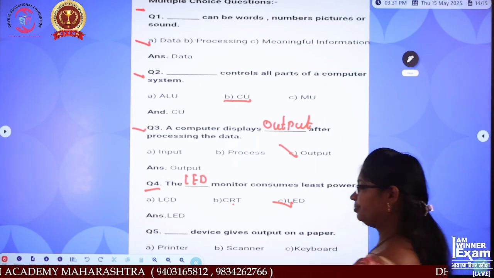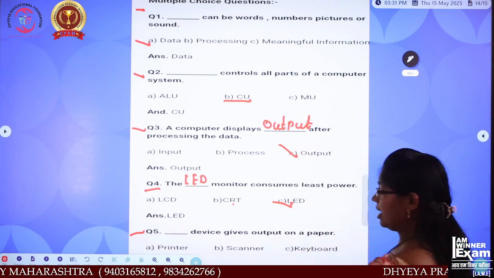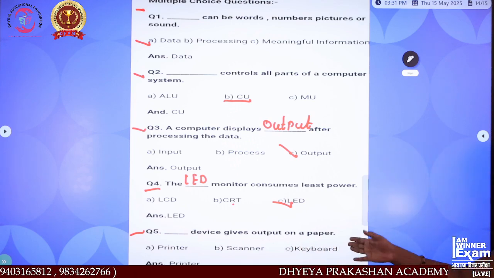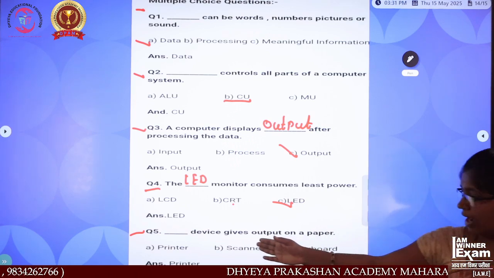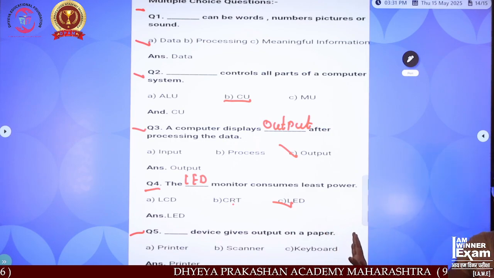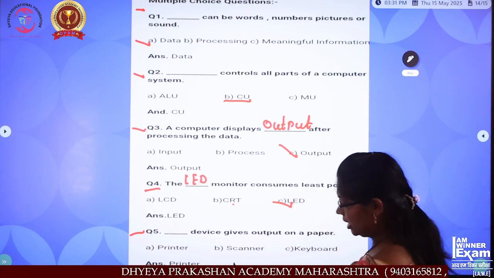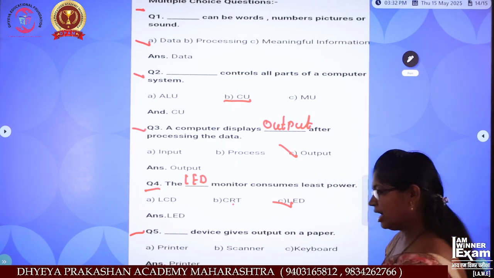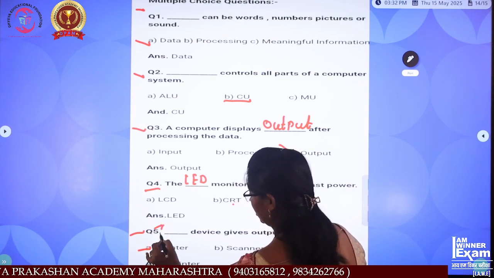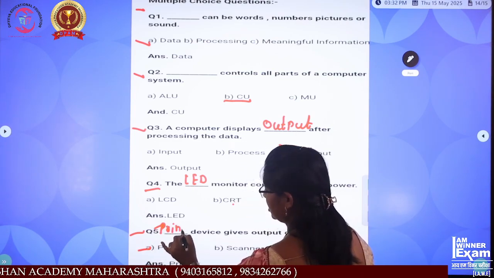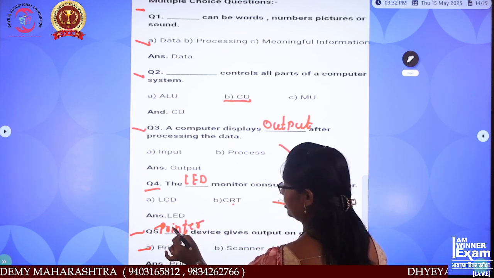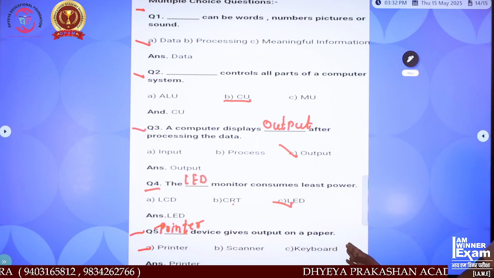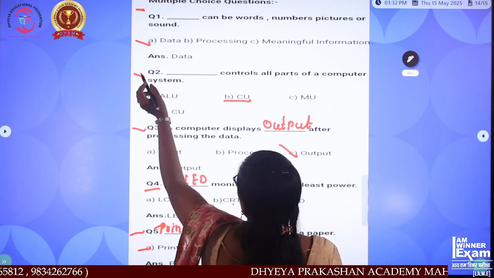Next, fifth one: device gives output on a paper. First one is printer, second is scanner, and third one is keyboard. The correct answer is printer. The printer device gives output on a paper.